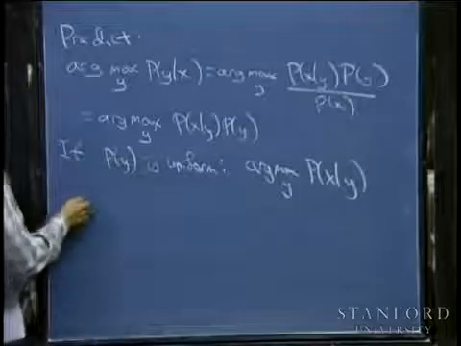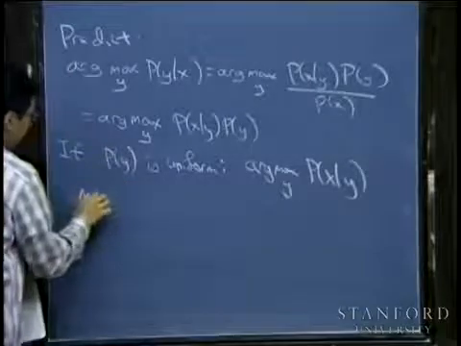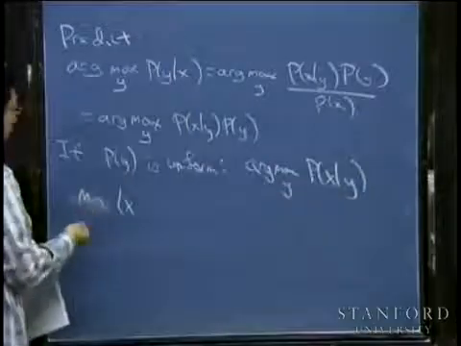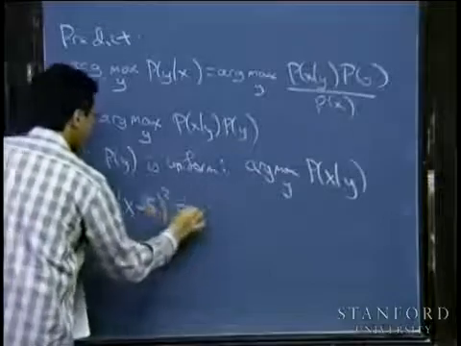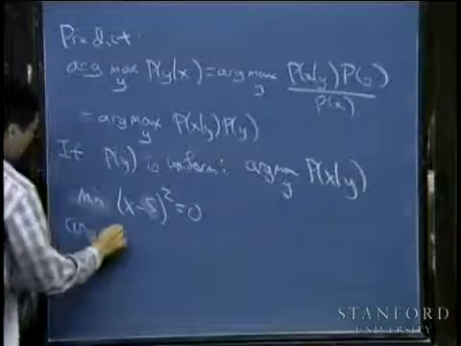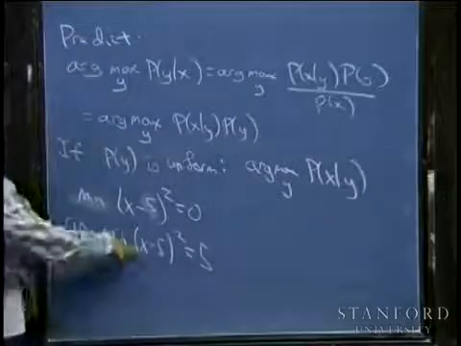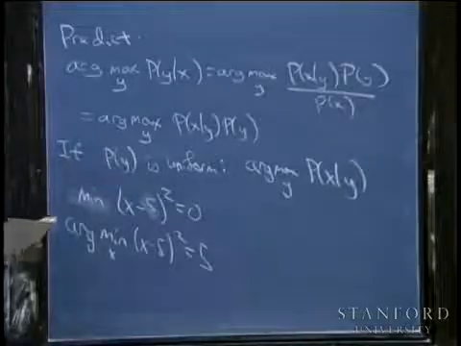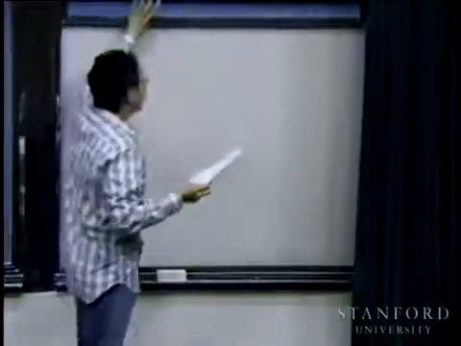So the argmax means the value of y that maximizes this, right? Just as a concrete example, the min over x of x minus 5 squared is 0, because by choosing x equals 5, you can get this to be 0. And the argmin over x of x minus 5 squared is equal to 5, because 5 is the value of x that minimizes this. Okay. Cool. Thanks for asking that.